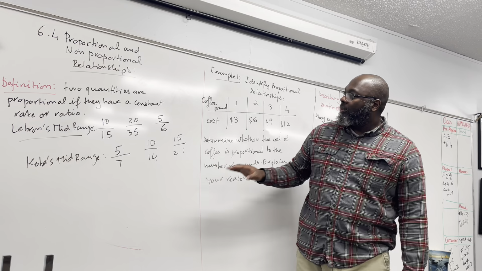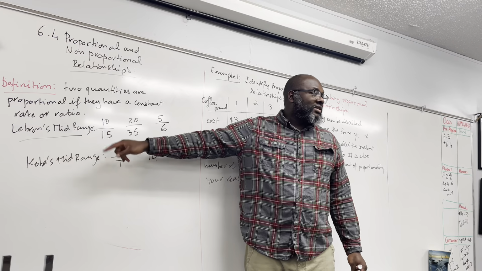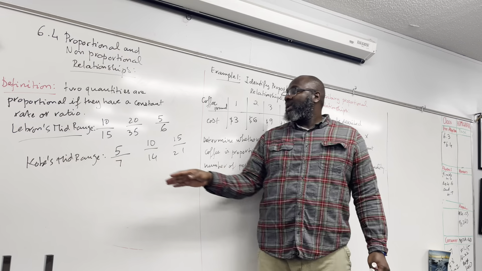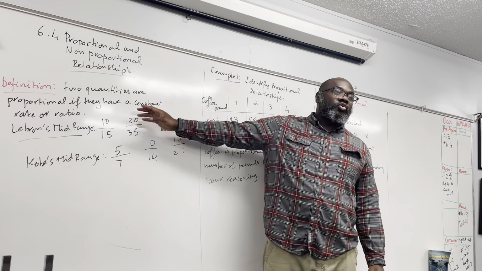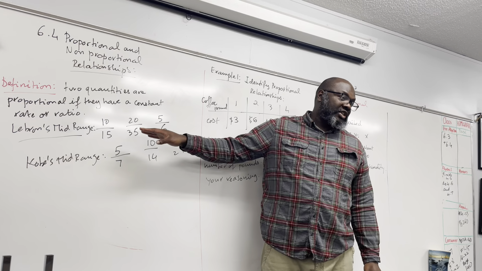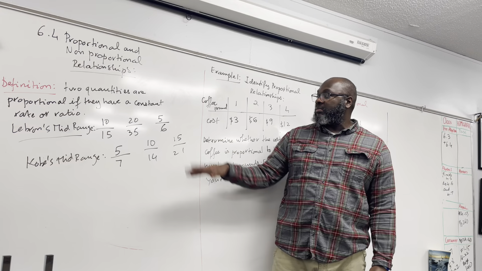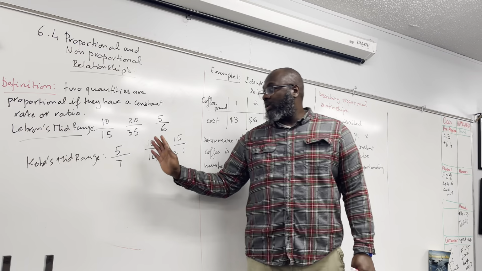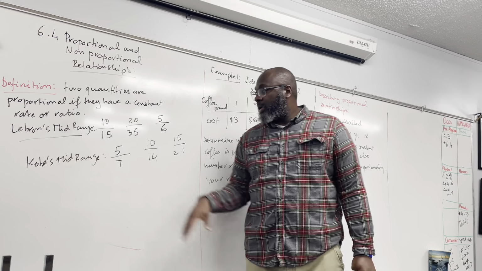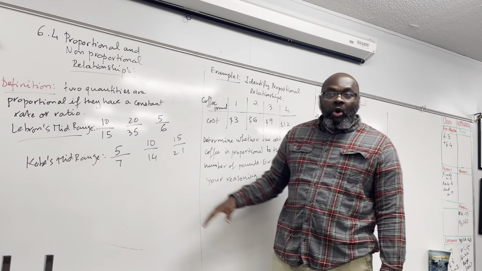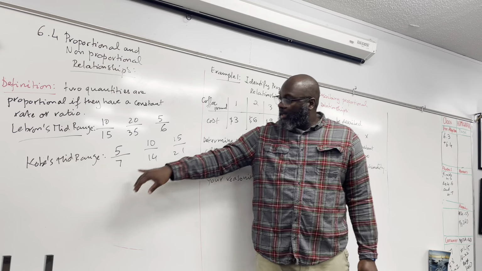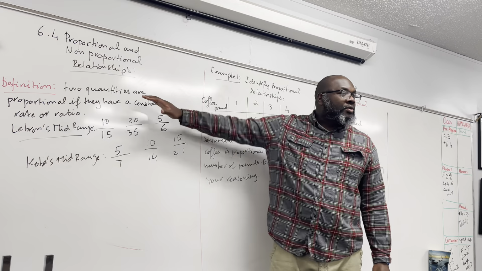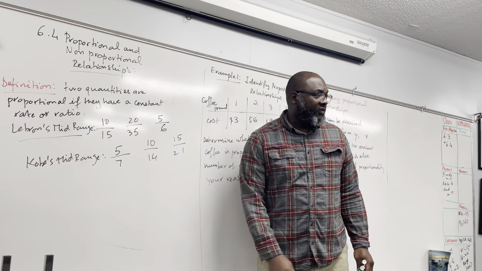right? So, LeBron James shot, let's say in the first game, he made 10 out of 15 of his shots. In the second game, he made 20 out of 35 of his shots. And then in this last game, he made 5 out of 6, right? Now if you look here, there's something that we're going to see in a second. Now, if you go back to Kobe, Kobe made 5 out of 7, 10 out of 14, and then 15 out of 21. So what do you see between these two guys here that is different?